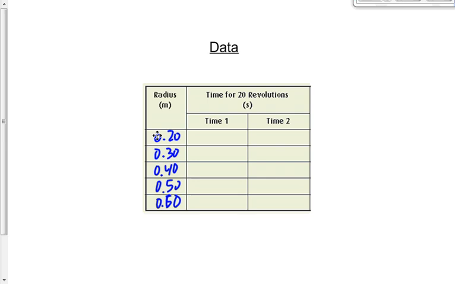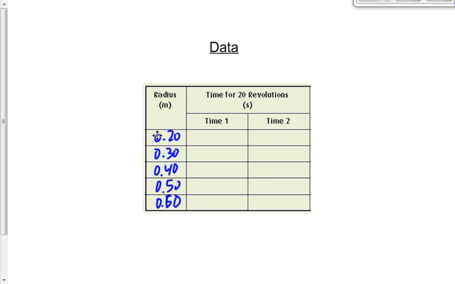Then what I want your group to do is to time how long it takes to make 20 revolutions. So right now I'm at 30 centimeters. One of your partners is going to count the number of revolutions. 1, 2, 3, 4, 5, 6, 7, 8, 9, 10, and so on. Count to 20 revolutions. Time that. Write down how much time it took to go around 20 times.